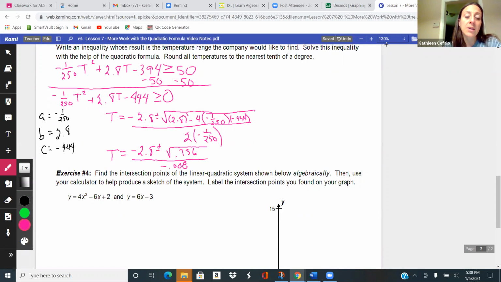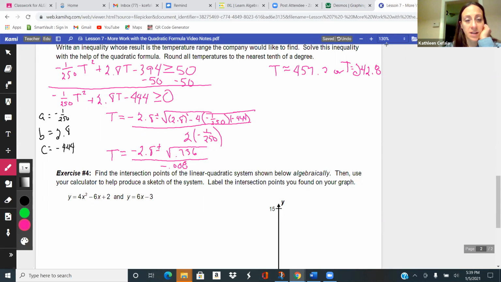Okay, and so now if we plug each of those into our calculator individually, we'd have to do negative 2.8 plus the square root of 0.736 divided by negative 0.008, that gives us one answer. And then the other one would be negative 2.8 minus the square root. So when we do that, and again, you need to try this on your calculator, the two answers that you're going to get here are 457.2, or our other value is going to be about 242.8. Okay, so those are our two values.